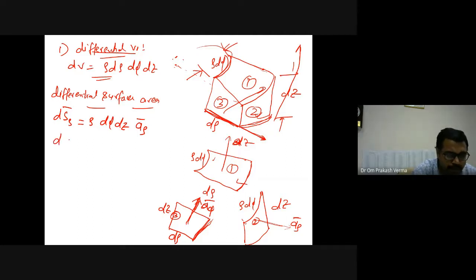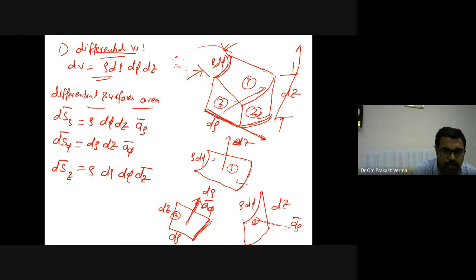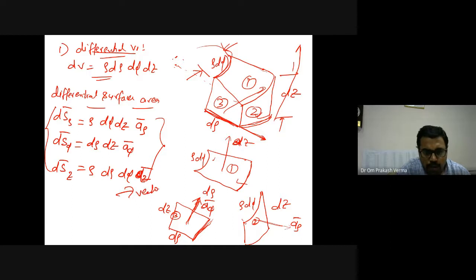In a similar way, we can put ds phi. Please tell me what should be ds phi? ds phi in the direction of a phi: d rho dz a phi, right? And in a similar way, we can write ds z: rho d rho d phi a z. By this way, you can calculate this surface's area, right? And remember, this one is the vector quantity, however, this one is the scalar.